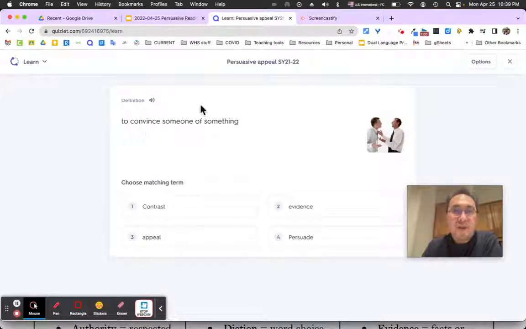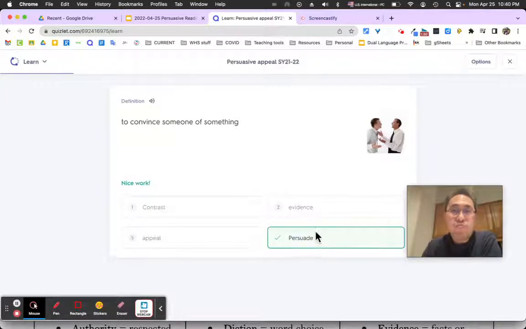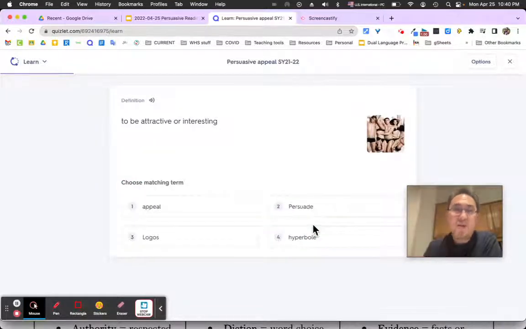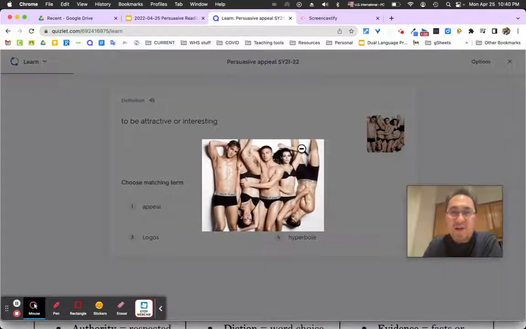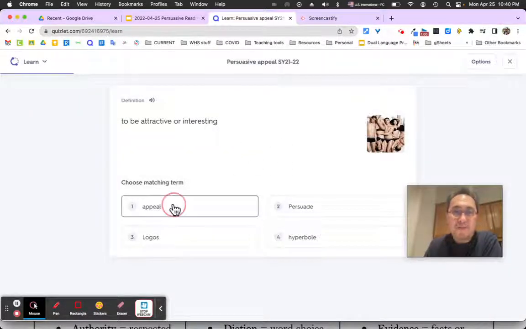So, to convince someone of something, what does that mean? Is that contrast, evidence, appeal, or persuade? When I'm trying to convince you of something, I'm persuading you, right? You want to persuade me, I want to persuade you. To be attractive or interesting, is that appeal, persuade, logos, or hyperbole? In this case, this is sex appeal, right? All these people are wearing underwear for Calvin Klein. They're showing off their sex appeal.